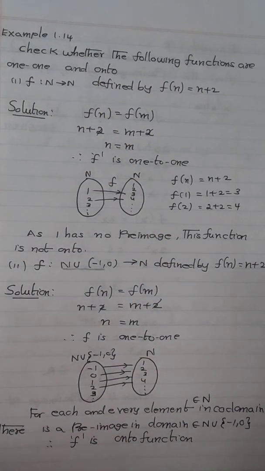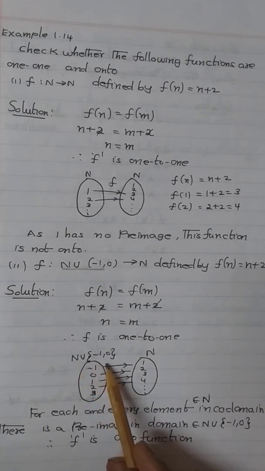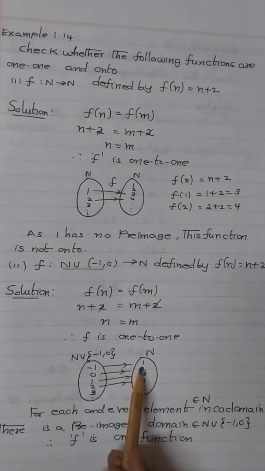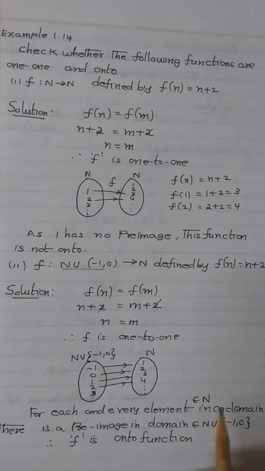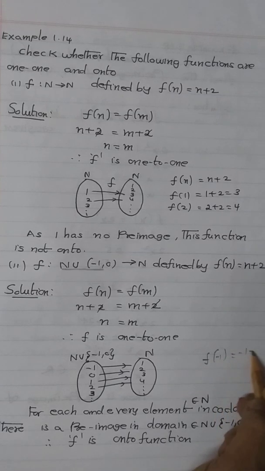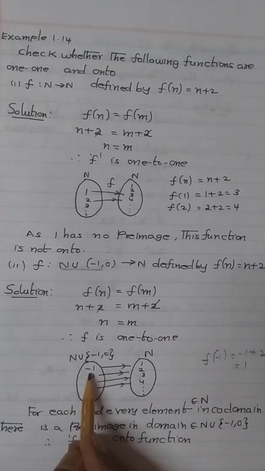Now the second one, see the diagram. Whenever it is onto, it's better to draw the diagram so that you can understand very easily. Okay students, N union {-1, 0} means this is the domain, this is the codomain. Now you see, for each and every element belonging to N in codomain, there is a pre-image in domain. Because -1 has image 1, and 1 has pre-image -1. Suppose I took -1 here, what is the answer? f(-1) is -1 + 2, that is 1. So -1 has image 1, 1 has pre-image -1.